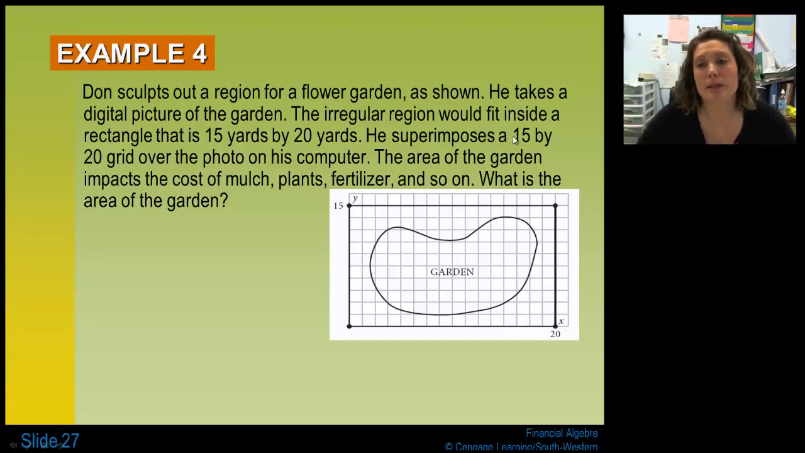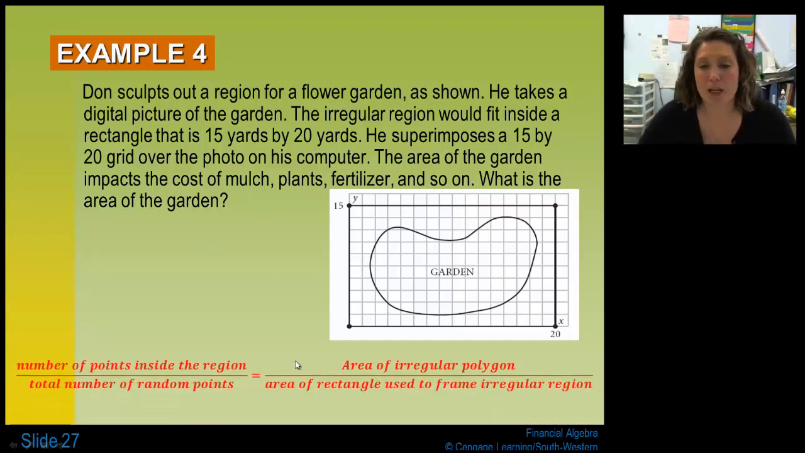He superimposes a 15 by 20 grid over the photo on his computer. The area of the garden impacts the cost of mulch, plants, fertilizer, and so on. What is the area of the garden? So this is the one where we have to use the Monte Carlo method, which is this big proportion here.